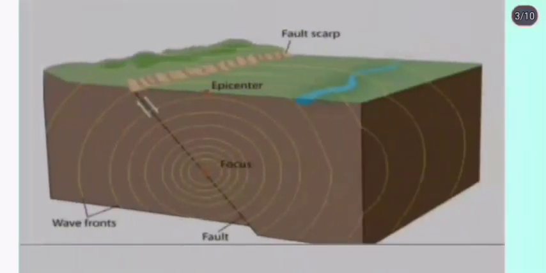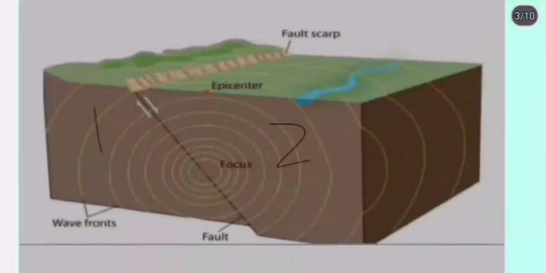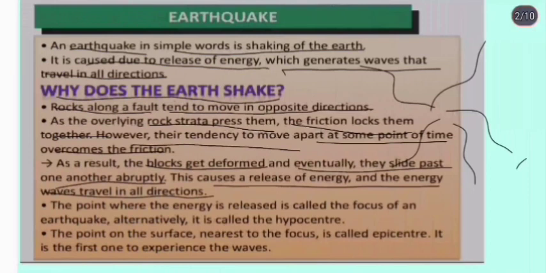So in this figure, this is rock 1 and this is rock 2. When they move in opposite directions, they create friction, and this friction creates a deformity in this region. This is known as the fault scarp. Due to this, a release of energy takes place, and this energy is in the form of waves. So we understood how the earth shakes.